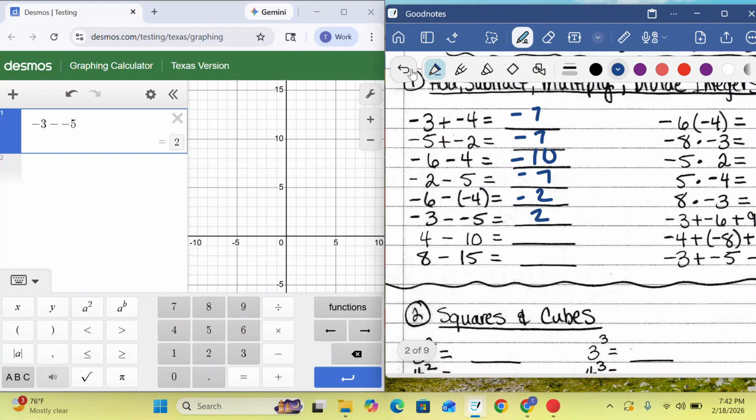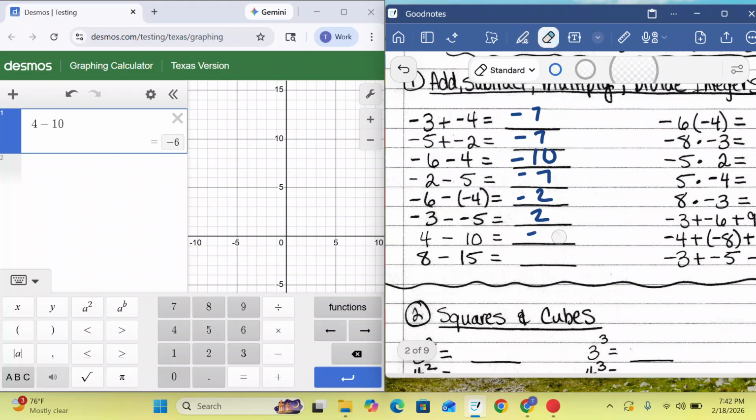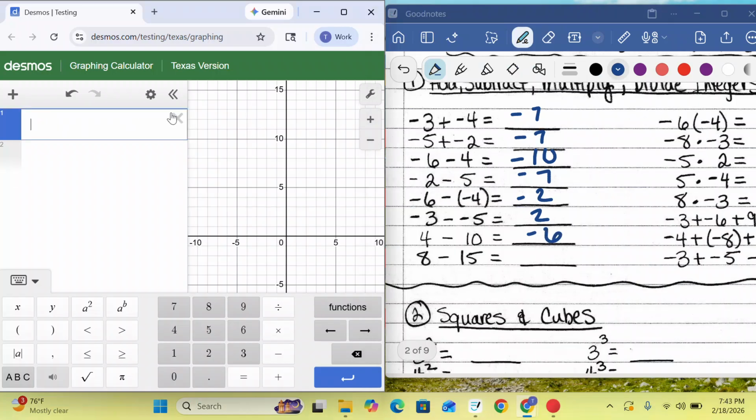So all I'm doing is inputting it exactly the way I see it on the paper. And you let Desmos do the work for you. So 4 minus 10. And the answer is -6. And that is actually a -6 right there. So let me go ahead and fix that up for you. Get a little eraser, and go ahead and do -6. Okay, the next one, 8 minus 15. I'm going to go ahead and subtract it. 8 minus 15, and the answer is -7.